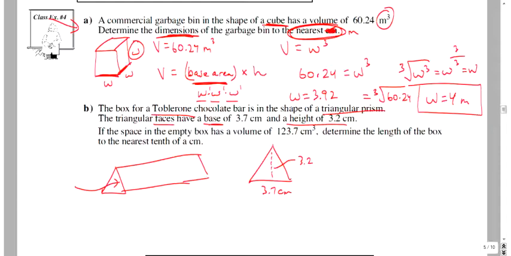Well, that's good. Looks like we don't have to do Pythagoras if we want to know the area of this piece. If the space in the empty box, hey, that kind of sounds like volume, okay, determine the length of the box. What shape are we talking about? Triangular prism. Do we want surface area or volume? Volume. Start there. What shape? What do they want? Surface area or volume?